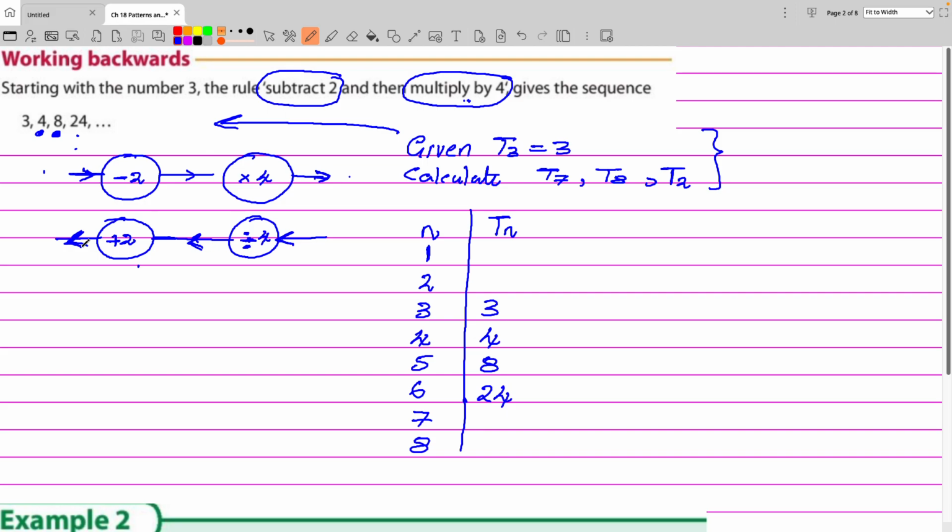Now, the method you employed, by the way, was completely and utterly correct. You read it from left to right, yeah? And you were going to say add 2. Because if you're going in the opposite direction, you're doing the opposite function. And the opposite function to minus 2 is plus 2. And the opposite function to multiply is divide. So there's our inverse.